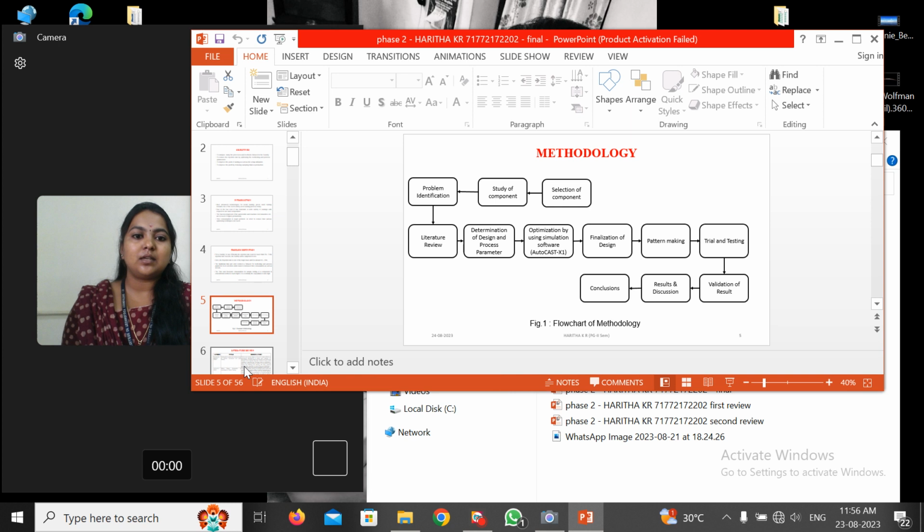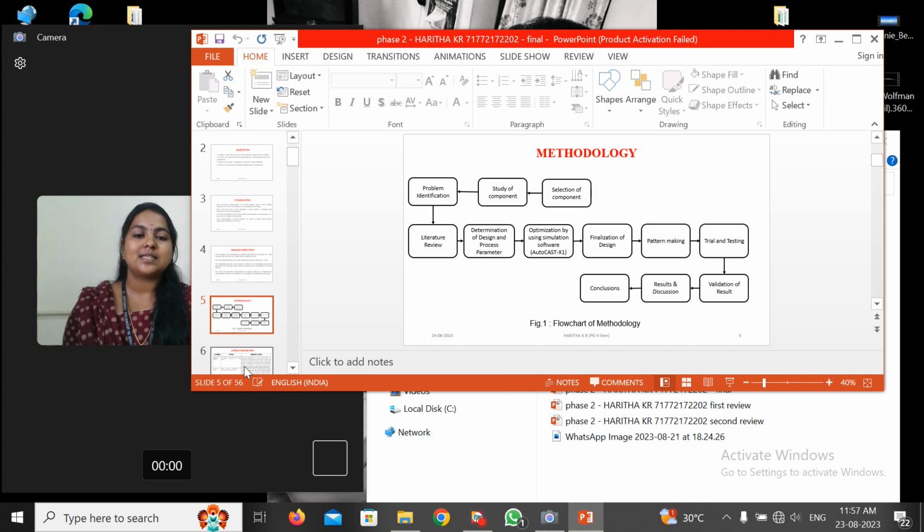Then the methodology. First, selection of the component, whether it is an automobile component or a non-auto component, and study of the component: what kind of problem it faces, whether it is a production process problem or a design problem, which we need to analyze. Then problem identification, and with respect to it, a literature review has to be done, along with determination of the design process parameters. Then optimizing the methoding using the simulation software.